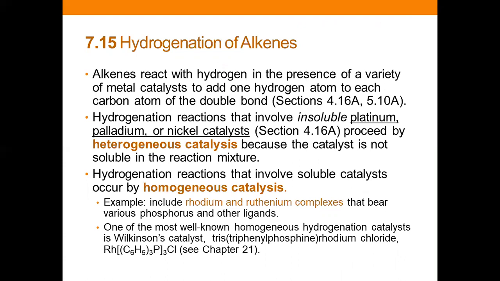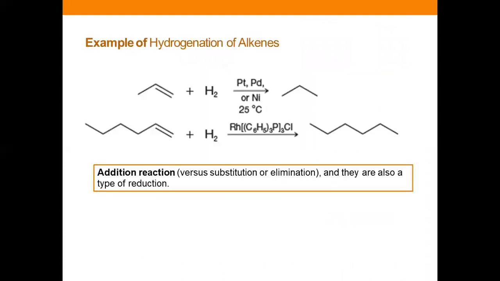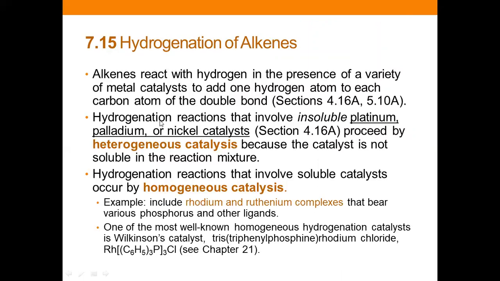Now, one of the reactions of alkenes is hydrogenation. So alkenes react with hydrogen in the presence of a variety of metal catalysts. So it's a hydrogenation. It reacts with hydrogen to obtain your alkane. To do that, it uses insoluble catalysts like palladium or nickel catalysts.